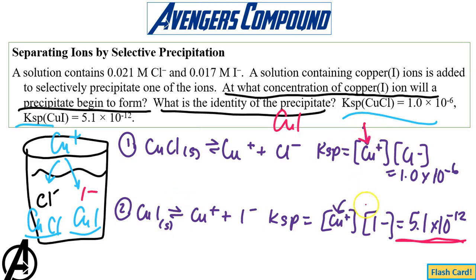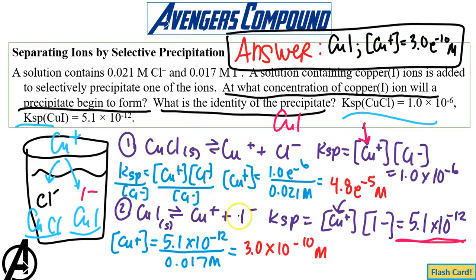Essentially what we're doing is solving for Cu+ here. All right, so to solve for the Cu+ concentration, since we already know that our precipitate should be CuI based on the lower KSP, we're going to take our KSP expression. It's equal to Cu+ multiplied by Cl-. We divide by Cl-. And so therefore, Cu+ is going to equal our KSP value, which is 1.0 times 10 to the negative 6, divided by the concentration of Cl-, which is given as 0.021 molar. When we divide this, I get 4.8 times 10 to the negative 5 molar.